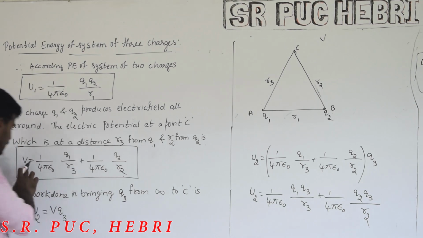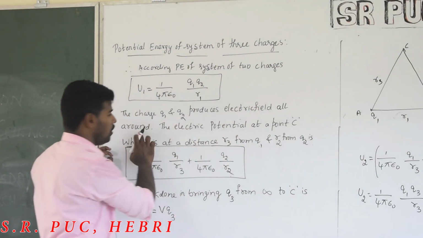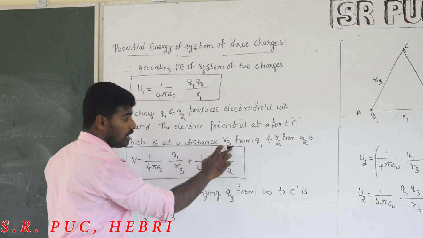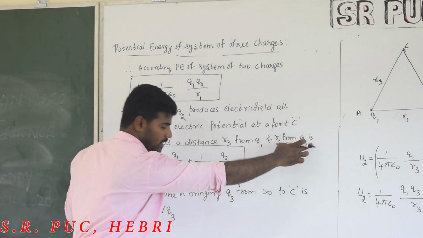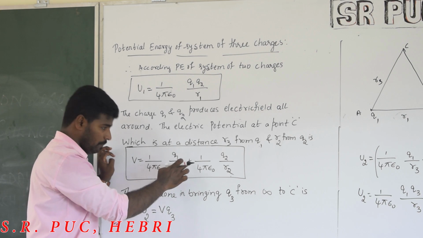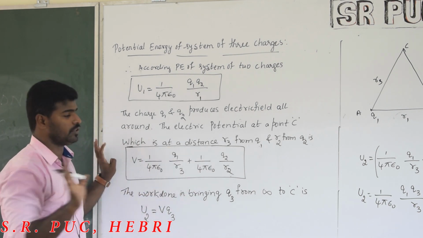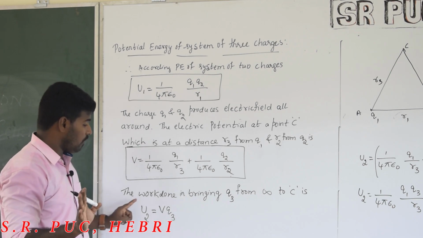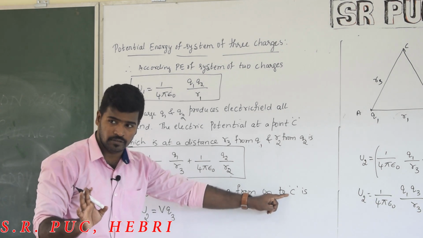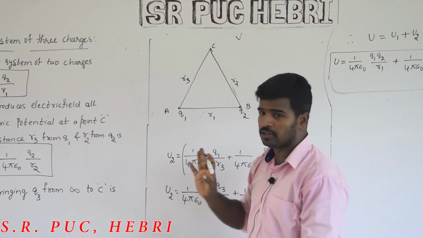Based on that, the electric potential at a point C, which is at a distance R3 from Q1 and R2 from Q2, is V is equal to 1 by 4 pi epsilon naught Q1 divided by R3 plus 1 by 4 pi epsilon naught Q2 divided by R2, according to the general equation of potential. Now, the work done in bringing the charge Q3 from infinity to C. Before introducing the charge, the point C itself has the potential.